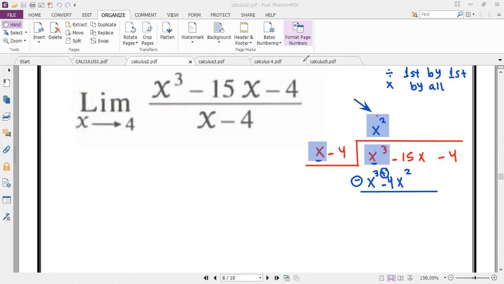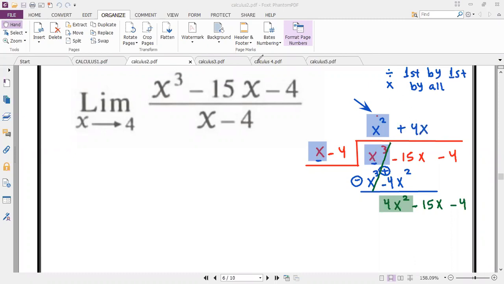Cancel x cubed and negative x cubed. And now you are left with 4x squared minus 15x minus 4. And do the same steps. Divide the first by the first. Here is the first, divided by the first. So 4x squared divided by x is going to be what? It is going to be plus 4x.